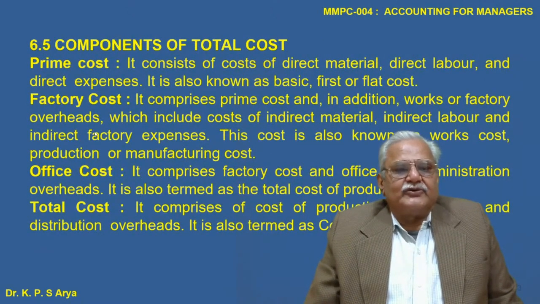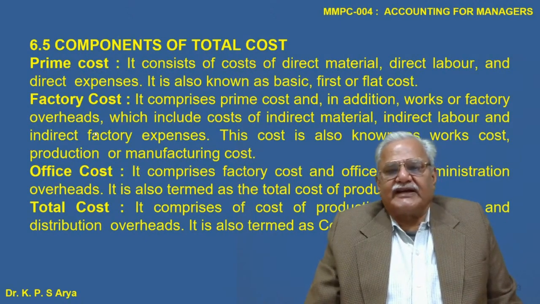Now, first is prime cost. It consists of the cost of direct material, direct labor, and direct expenses. It is also known as basic, first, or flat cost. Then factory cost comprises prime cost, and in addition to this, the expenses incurred in the factory like works and factory overheads, which include cost of indirect material, indirect labor, and indirect factory expenses. This cost is also known as works cost or production or manufacturing cost.